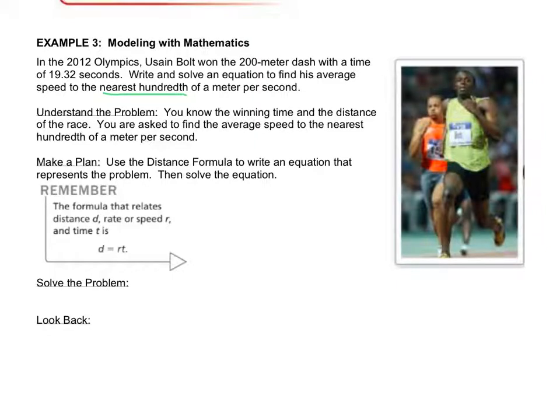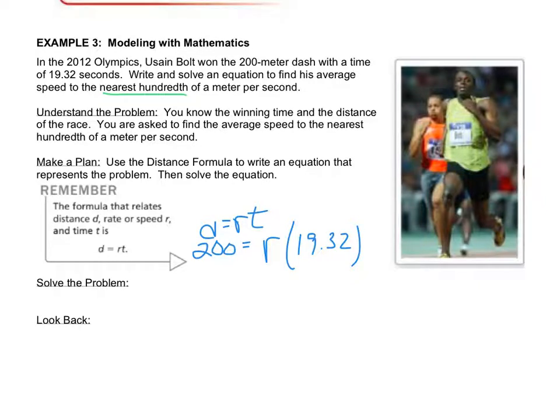That's the distance formula, and we see it quite a bit. Okay, so solving the problem. Again, we're going to use that distance formula, d equals r times t. So do we have the distance? We do. The distance they gave us was 200 meters. Do we know the rate? We don't know the rate. We don't know how fast he was running per second. What we do know is the time of the race was 19.32 seconds. That's how long he took to finish the race.